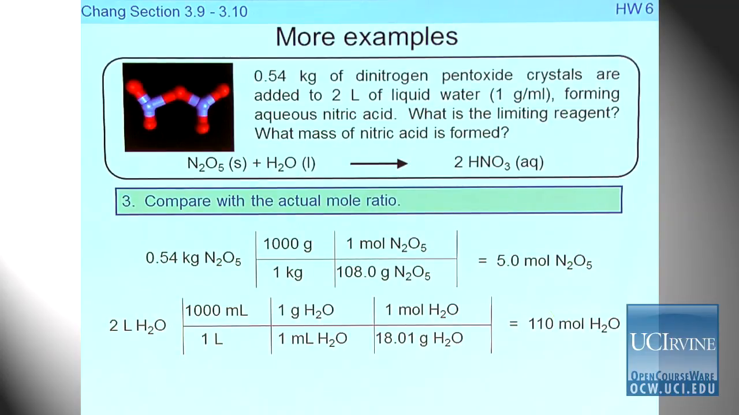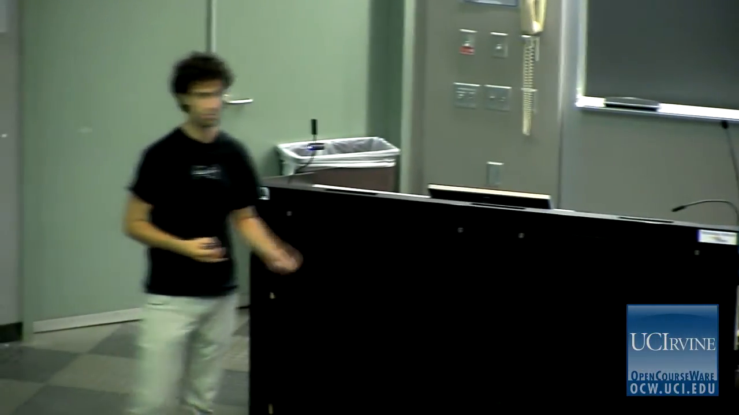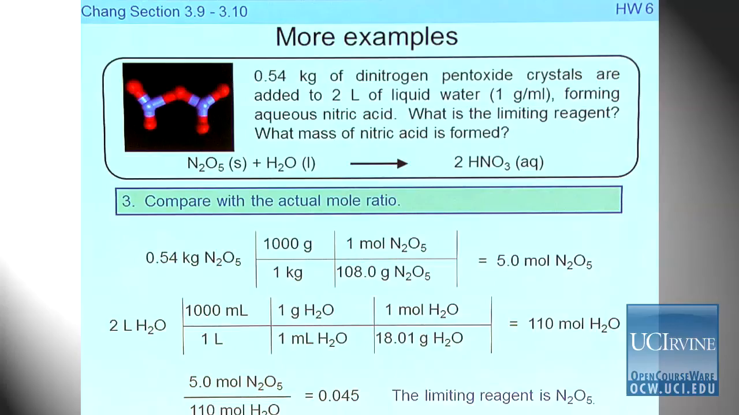Okay, so I have to compare these 2 guys. Look at the ratio. There it is. Reagent number 1 over reagent number 2, the ratio equals 0.045. That is much, much less than 1. That means the numerator is the limiting reagent. That is this guy. And my prediction was correct. I expected that water was not the limiting reagent. It was the other guy, dinitrogen pentoxide. Okay, so I take the number of moles of this to determine how much product I form.